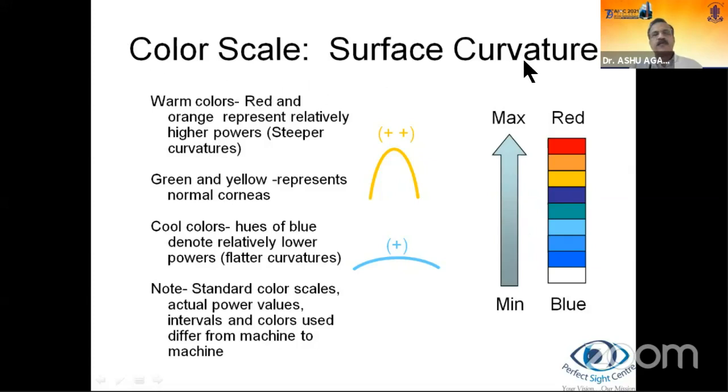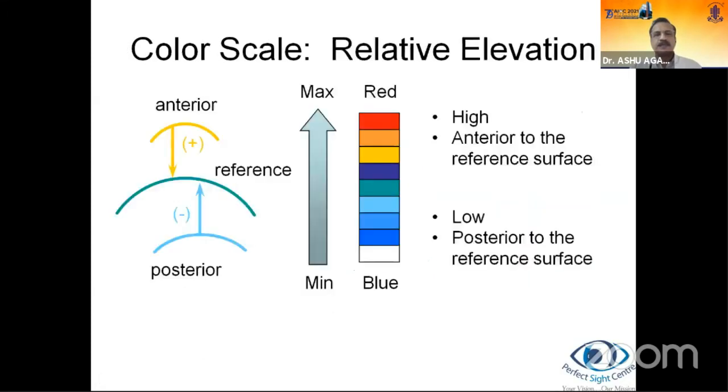So for curvature maps, surface curvature is measured, and the warmer colors show steeper curvatures or higher powers, as we call them, which are the reds and the oranges. Greens are more of the usual curvatures and represent normal corneas, and the cooler colors like the blues, they show relatively lower powers or flatter curvatures, as we call them. But please note that standard color scales, actual power values, the intervals, and the colors actually used differ from machine to machine and should be standardized. You cannot just compare one printout from one to the other.